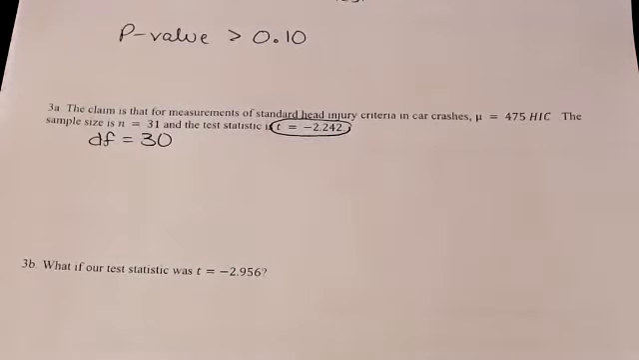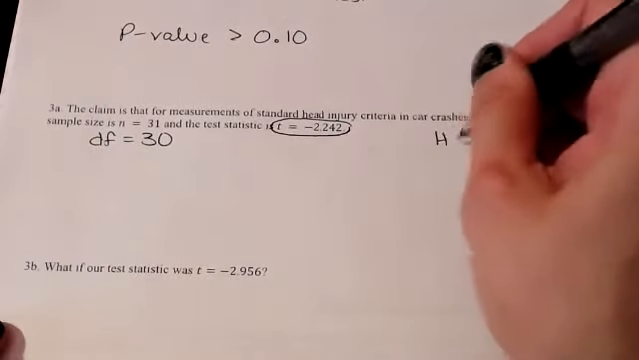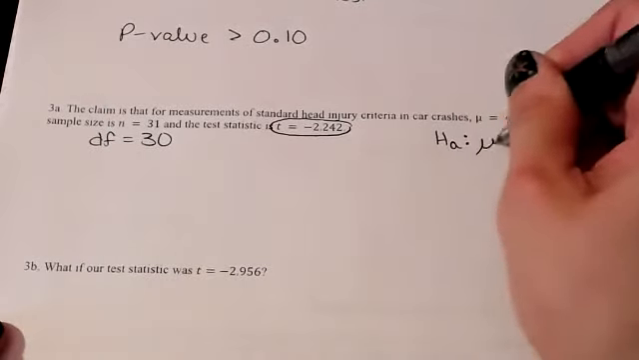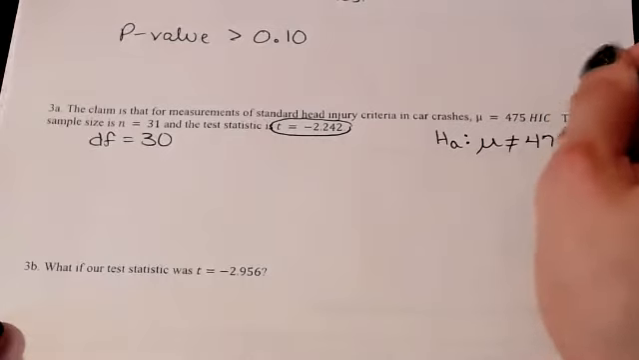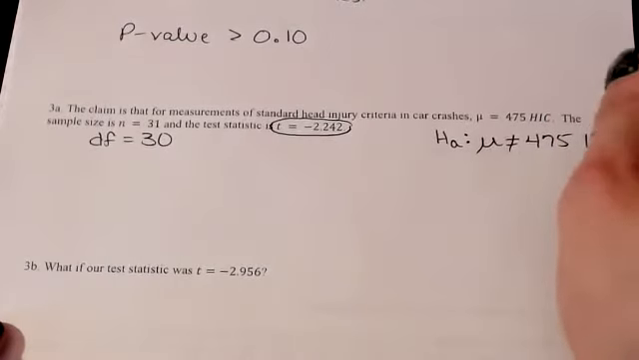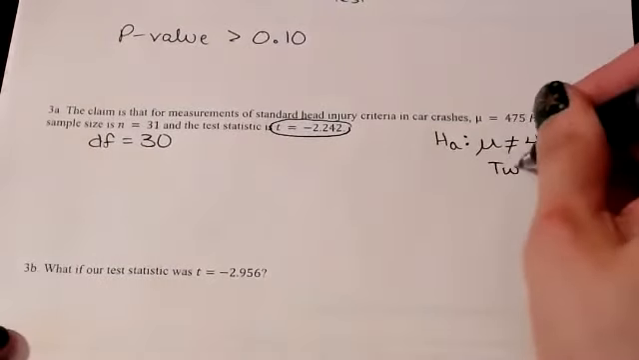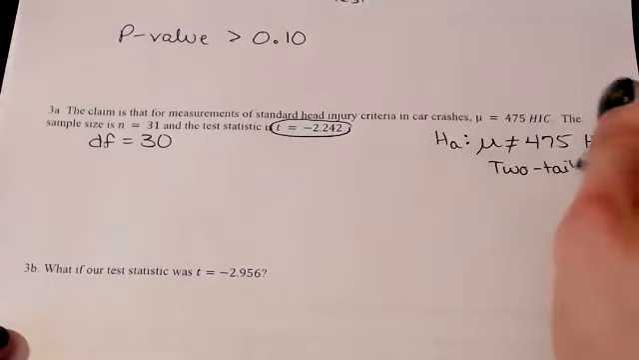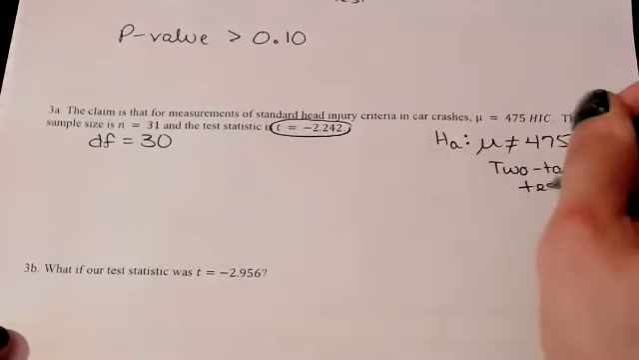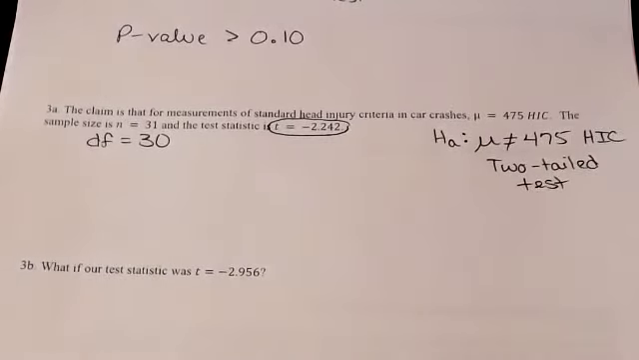First things first, what's our alternative hypothesis? Well, we weren't told less than or greater than. This implies not equal to. So we're looking at the claim that mu is not equal to 475 head injury criteria, HIC. Having said that, we recognize that this is now a two-tailed test. Okay, this is a two-tailed test with degrees of freedom 30.